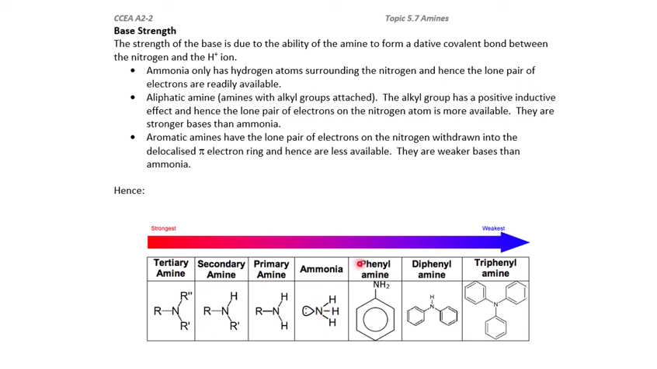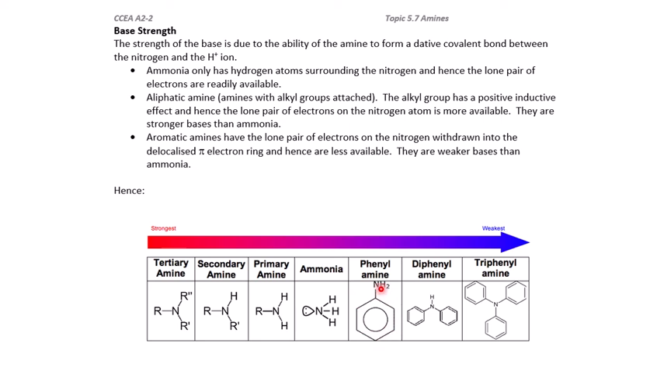Going down the other end, weakness, you'll see these are the aromatic ones. Now remember, the aromatic amines have a delocalized pi ring of electrons. And because of the shape of it, that pair of electrons can get drawn into that delocalized ring. So instead of that lone pair being readily available, it's actually going to be spread around the ring.